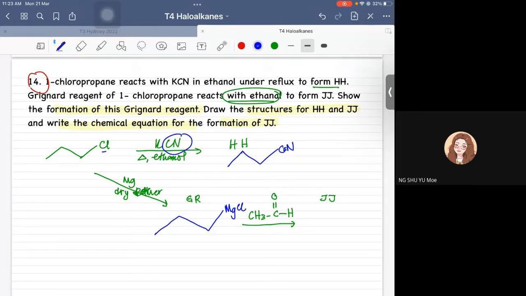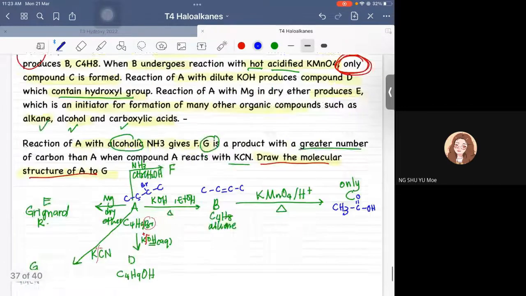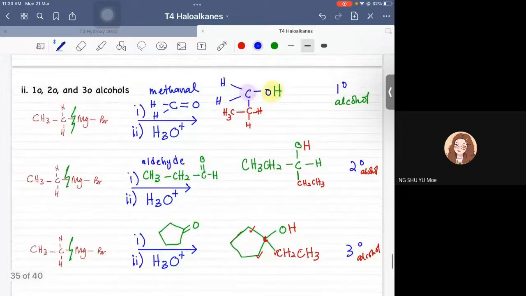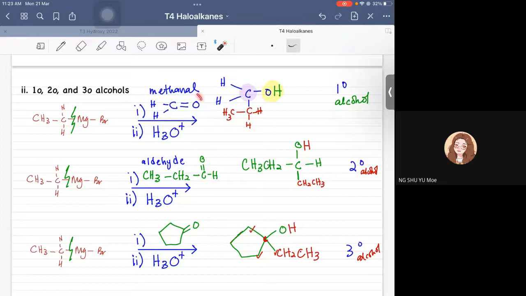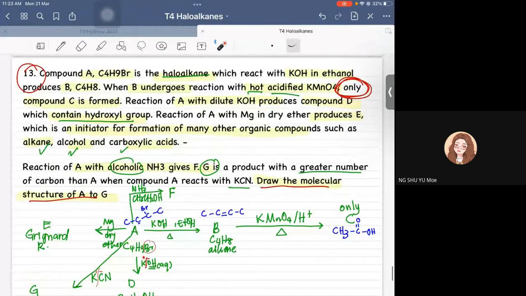Okay, kita tahu reaction dengan Grignard reagent mestilah 2 step. Step number 1, semua nampak tak? Grignard reagent dekat sini ada 2 step. Step 1 dengan methanal, step 2 hydrolysis. Step 1 aldehyde, step 2 hydrolysis. Step 1 ketone, step 2 hydrolysis. So dekat soalan ini dia tak mention pun ada hydrolysis.